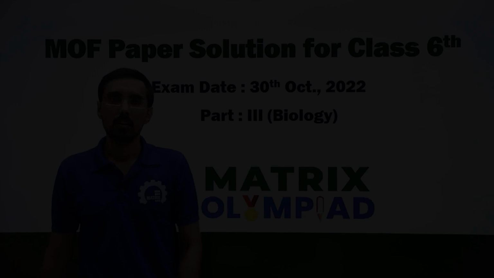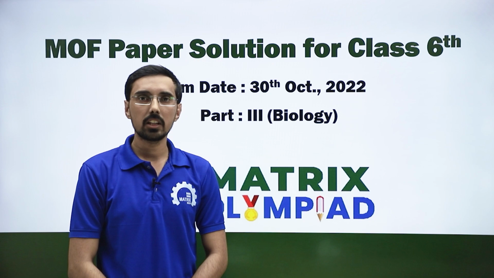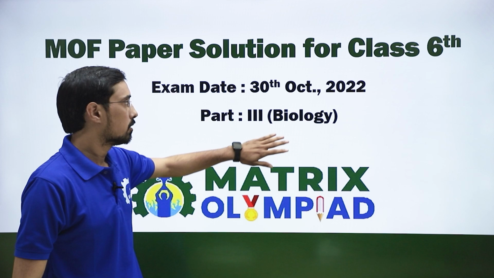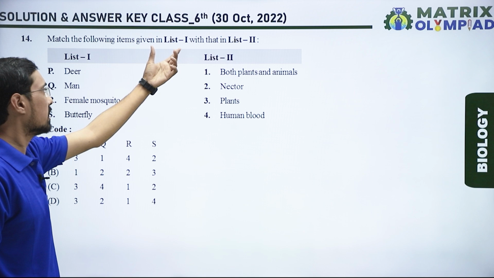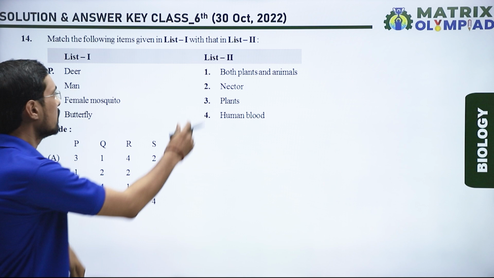Hello students, today I will discuss the MCQ paper solution of class 6 science part 3 biology. Our first question is, match the following items given in list 1 and list 2. List 1, deer, man, female mosquito, butterfly. List 2, both plants and animals, nectar, plants and human blood.